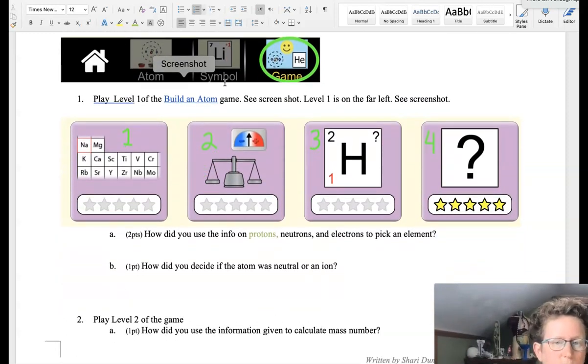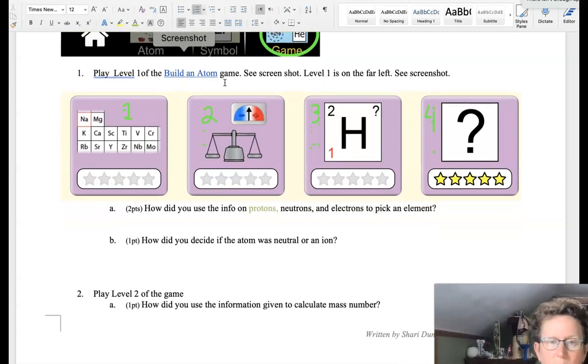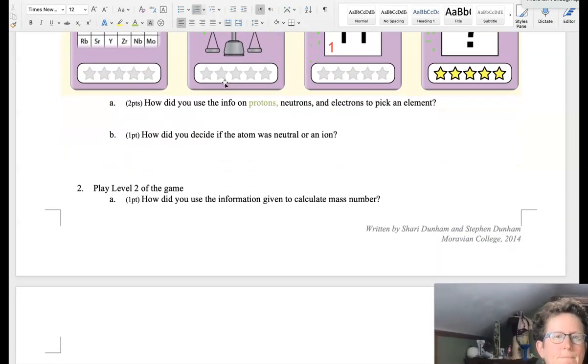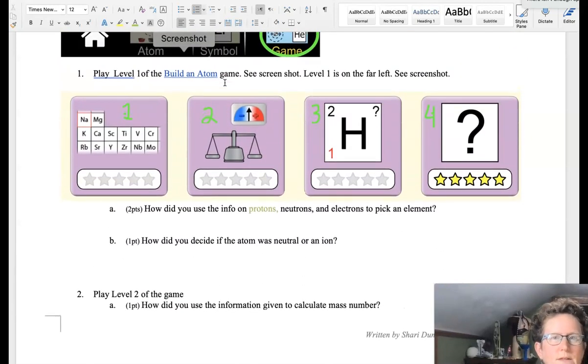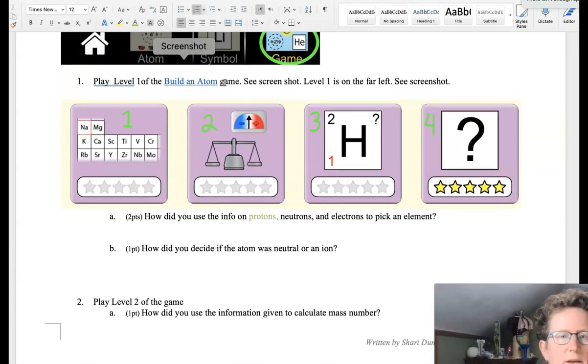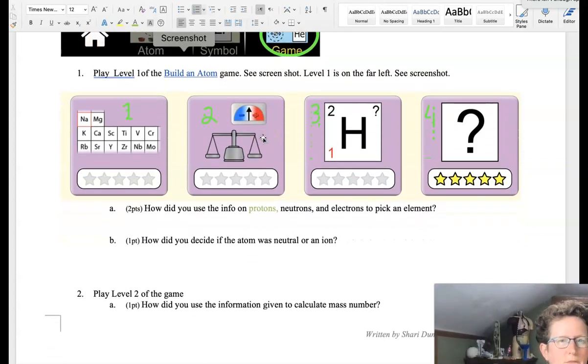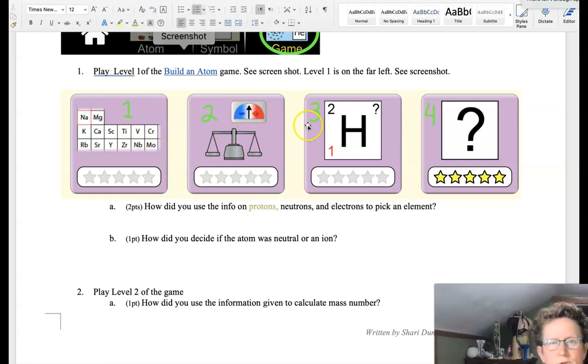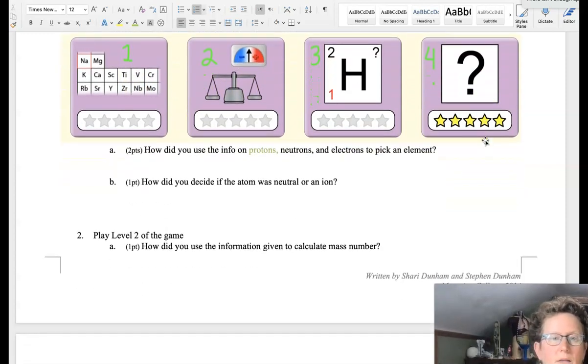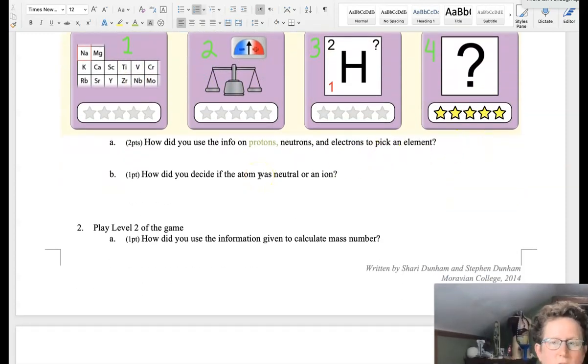What single number identifies what element you're dealing with? So then it's time to play the game. This is kind of fun. You go to the bottom screen here and you select game. It's the one that's the third one over from the little black house on the very bottom of the web page. There are 4 levels, 1, 2, 3, 4. You need to play them all. And you need to kind of reflect on your play.